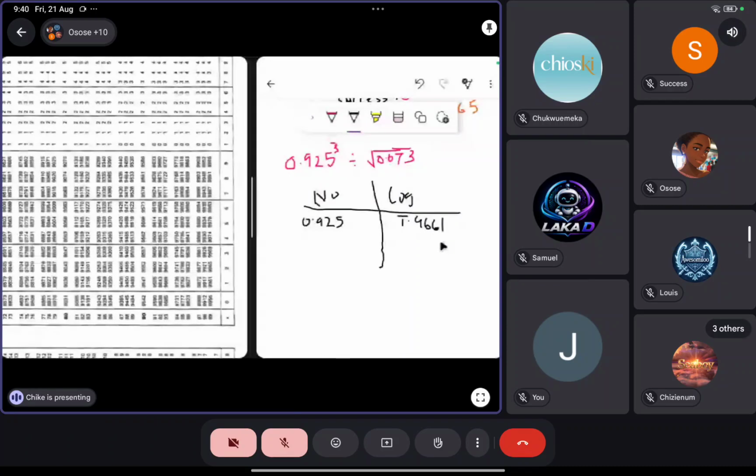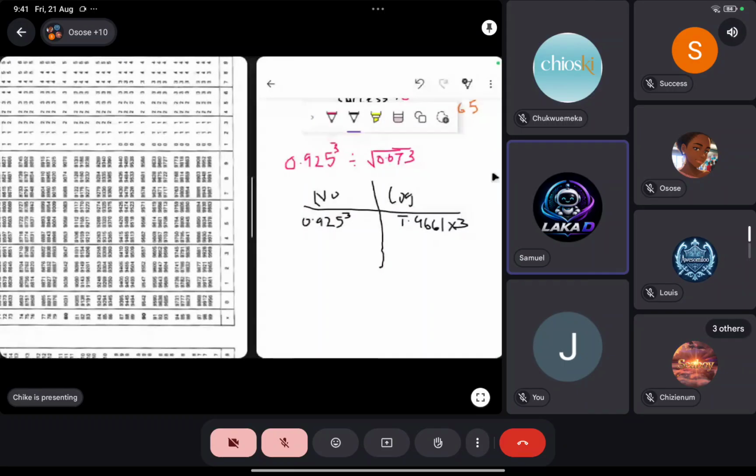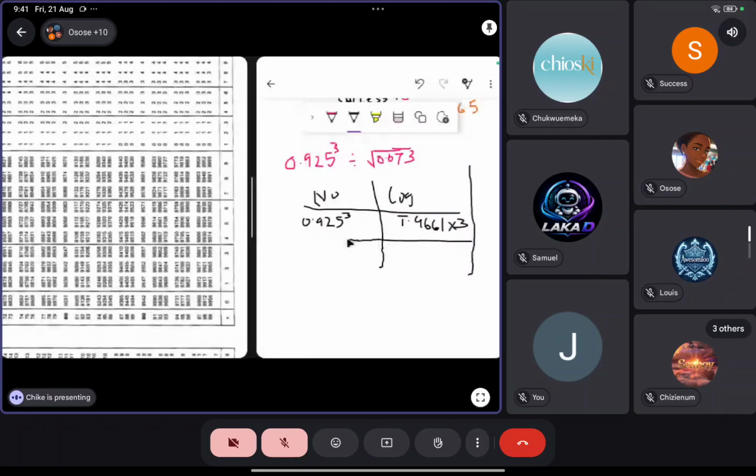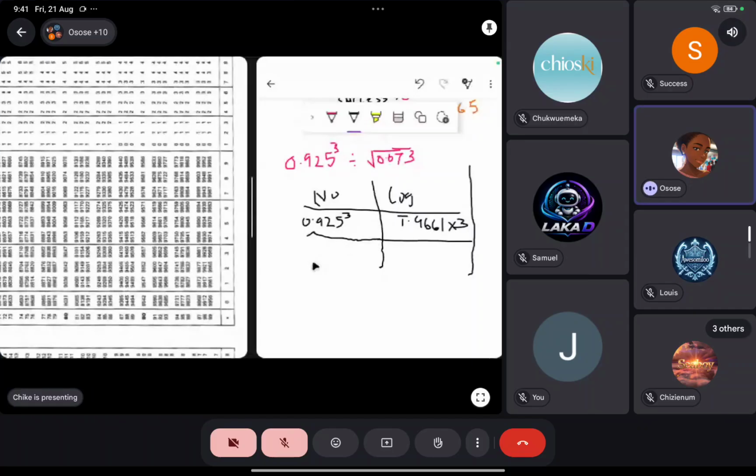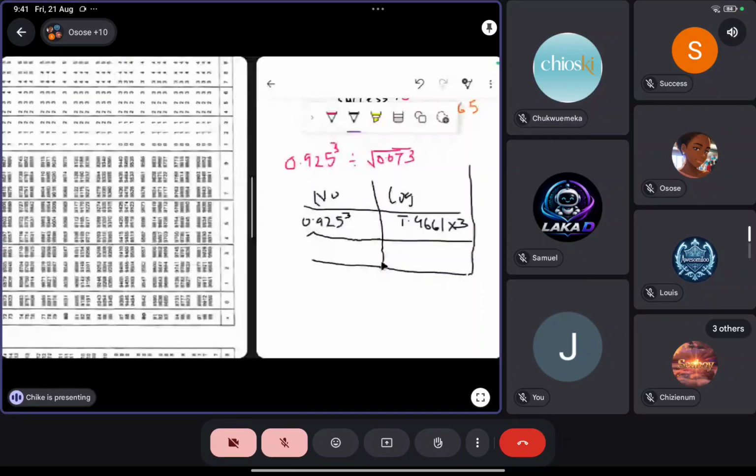So I have bar 1.9661. And then if I carry its power, which is raised to the power of 3, what would that be? That means I will multiply by 3. So what does that give me? Bar 1.8983. Okay, everybody, same answer? Yes, sir. So I'm multiplying 1.9661 by 3.